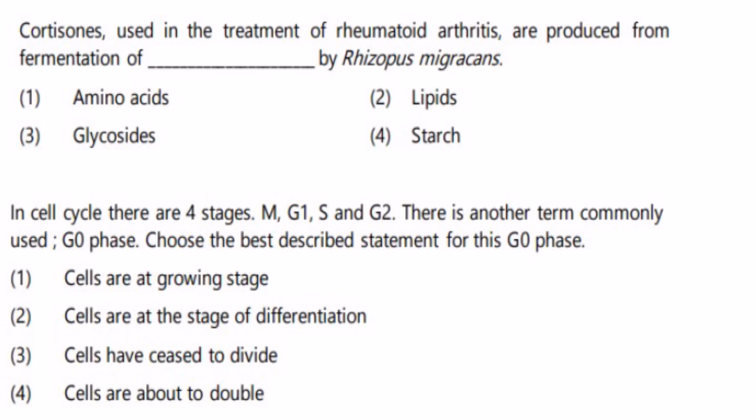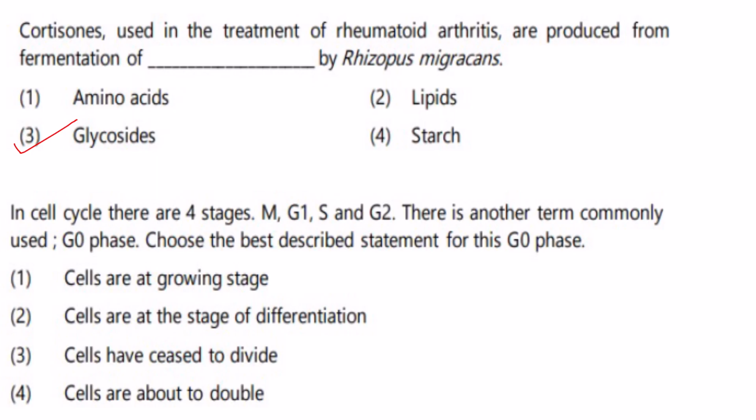Then next one. Cortisones used in the treatment of rheumatoid arthritis are produced from the fermentation of dash by Rhizopus nigricans. So it is glycosides. It is by the fermentation of glycosides that you produce the cortisones, which are required in the treatment of rheumatoid arthritis. Then in cell cycle there are 4 stages, M, G1, S and G2.